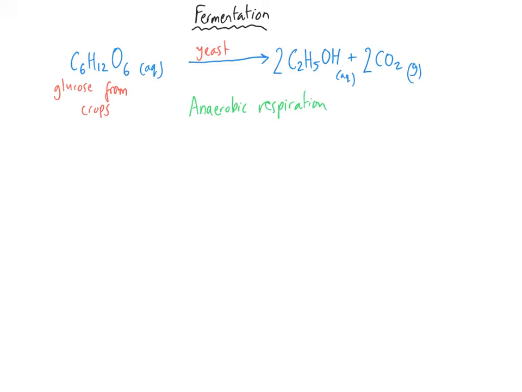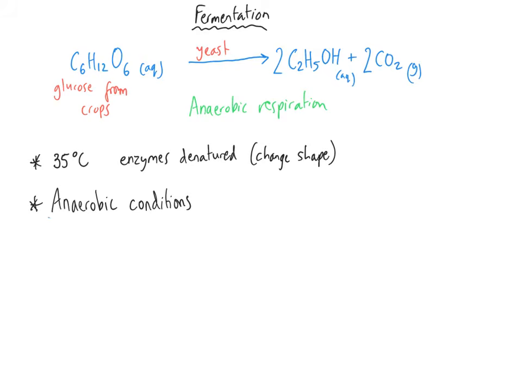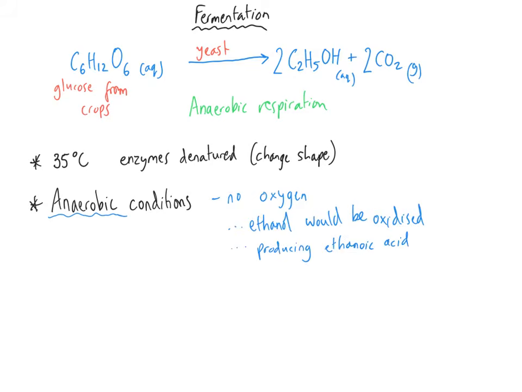And so yeast as a biological organism is affected by temperatures, and so we want the reaction to be as fast as possible, so we want a high temperature. However, we have to settle for 35 degrees C because the enzymes are denatured, they become ineffective if the temperatures get too high. It's very important that this reaction is carried out under anaerobic conditions, and this means no oxygen. If there was oxygen present, the ethanol produced would be oxidized and it would produce ethanoic acid.